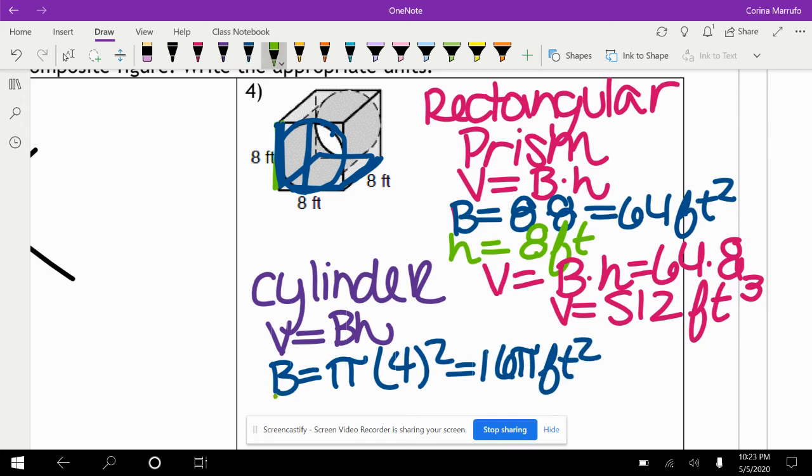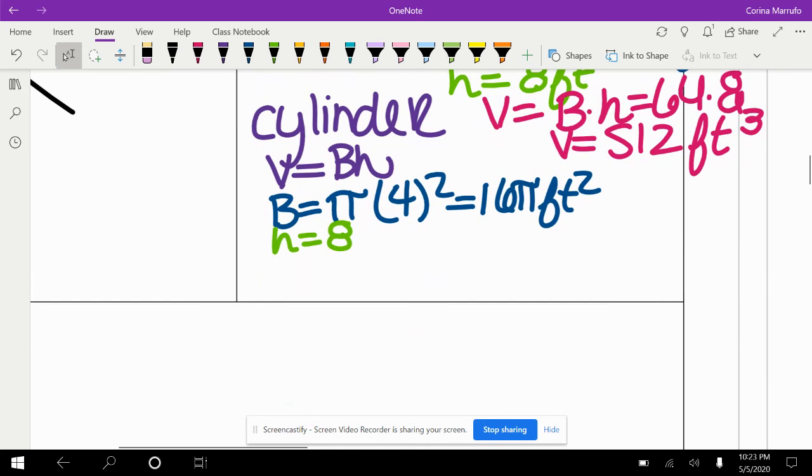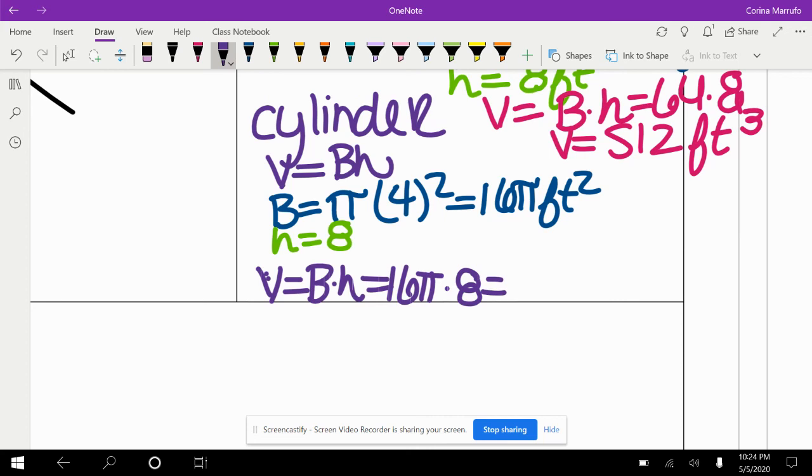Then the height of our cylinder. So how tall is it? If we were to stand the cylinder up, this would be the height of the cylinder, which is also 8. So when we plug those two into the formula, our volume is going to equal big B times little h, which is 16 pi times 8. And so I'm going to leave this in terms of pi just to keep it a little bit neat. So it's going to give us 128 pi feet squared or cubed.